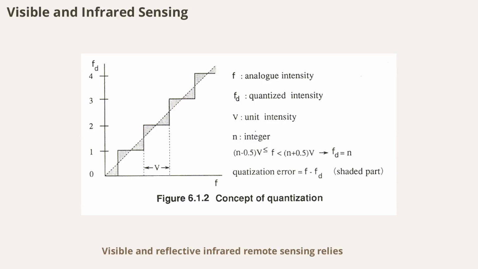Visible and reflective infrared remote sensing relies on sunlight as the primary energy source. The sun emits electromagnetic radiation with a peak in the visible region, which is reflected by objects on the Earth's surface. By measuring this reflectance, we can gather information about surface materials and conditions. Some systems, like laser radar, use their own energy sources. Thermal infrared sensing, on the other hand, detects radiation emitted by objects themselves, which is related to their temperature.